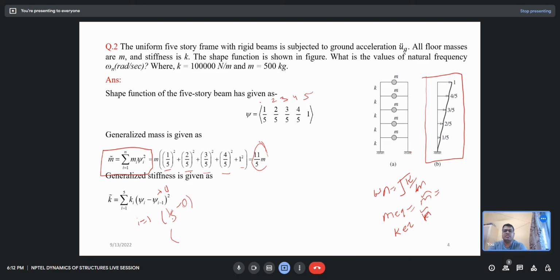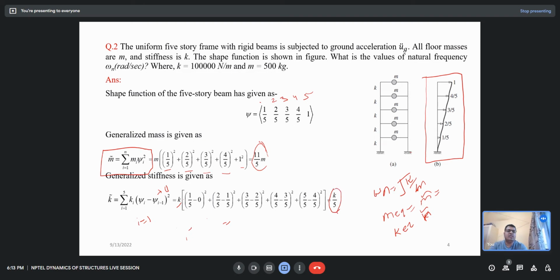For the second story, that would be 2 by 5 minus 1 by 5. For the third story, 3 by 5 minus 2 by 5. So this is the same, and you can repeat up to the fifth story. After getting this, I put in the values which I have told you: 1 by 5 minus 0 square, 2 by 5 minus 1 by 5 square, the same up to the fifth story, and after solving this I got k by 5.